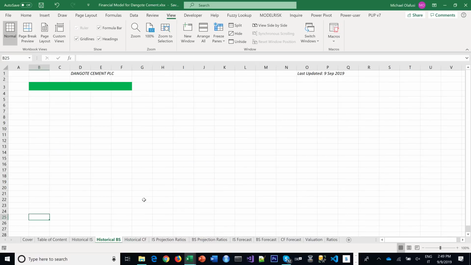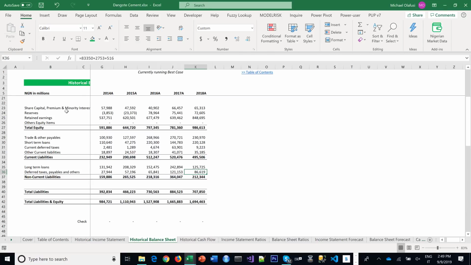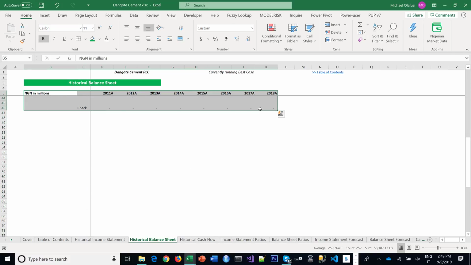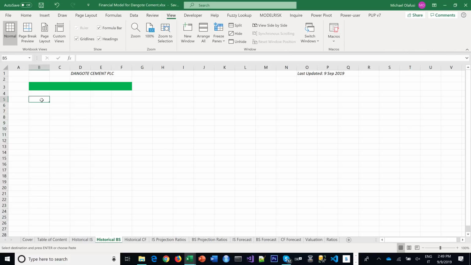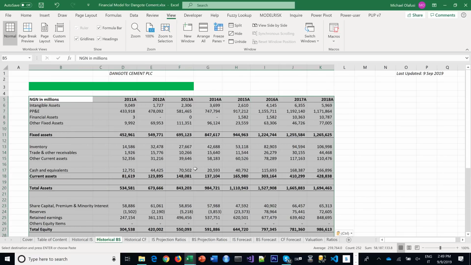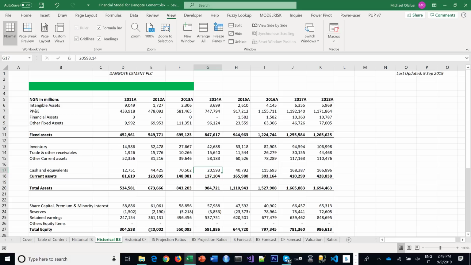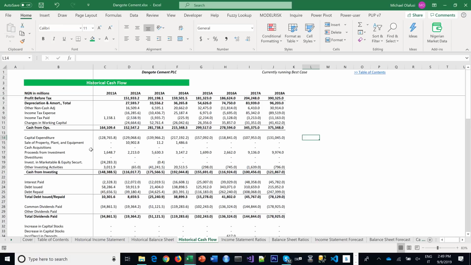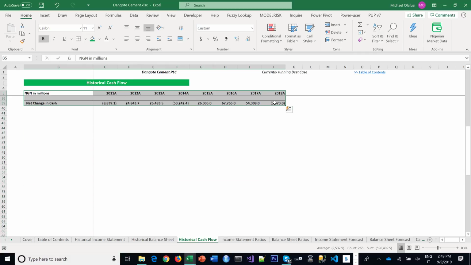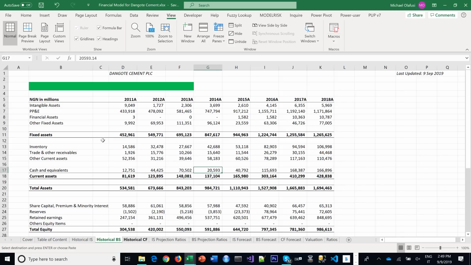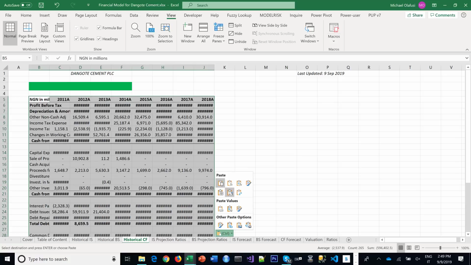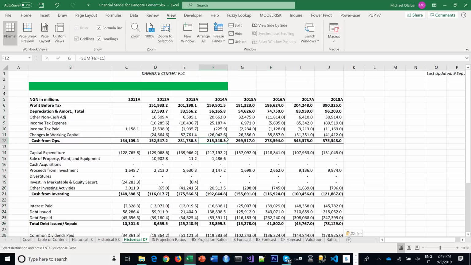I do likewise for the historical balance sheets. I also paste and I tell it to keep source column width. I do likewise for the historical cash flow. I copy, I come here and I paste. I tell it to keep source column width.